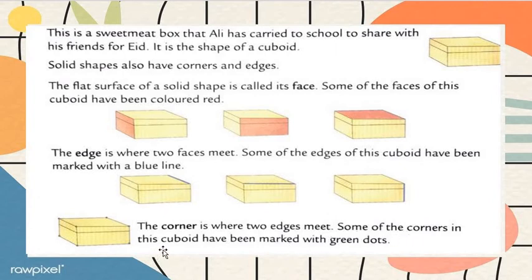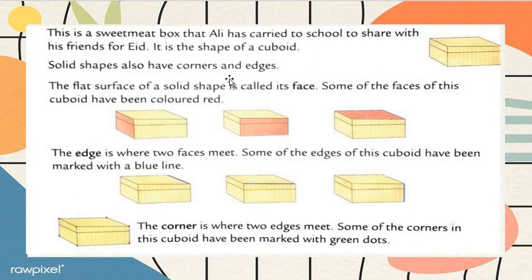Now further, the corner is where two edges meet. Some of the corners in this cuboid have been marked with the green dot. See this here, green dot. 1, 2, 3, 4, 5, 6, 7, 8. There are a total of 8 dots. And the meaning of this green dot is that it shows the corner, where two edges meet.